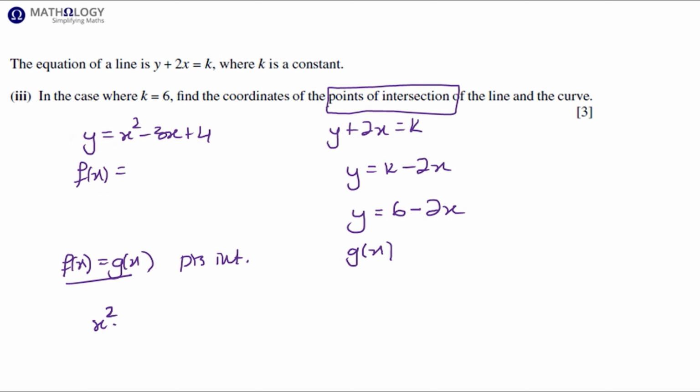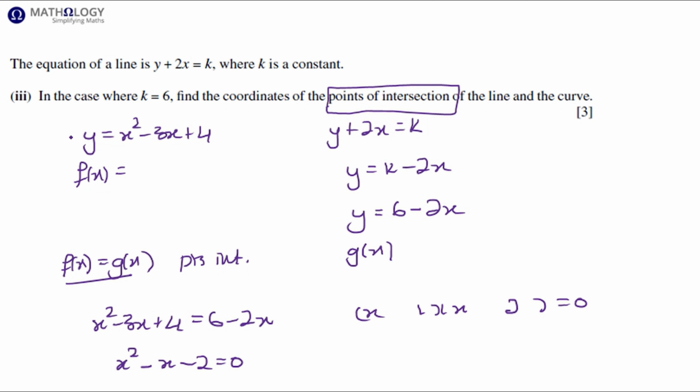So x squared minus 3x plus 4 equals 6 minus 2x. We now just need to get this into standard quadratic form and solve for x. So x squared minus x minus 2 equals 0, which will factorize as x plus 1 times x minus 2, so x equals minus 1 or x equals 2. These two x values, minus 1 and 2, represent the x coordinates of the points of intersection.